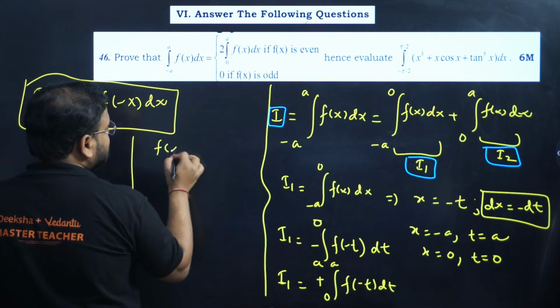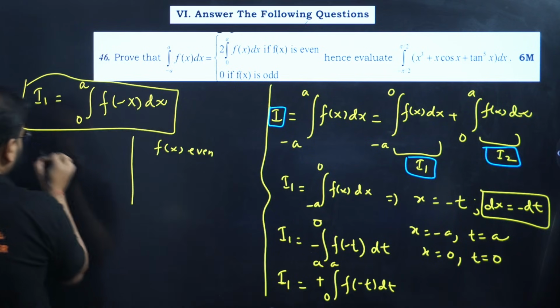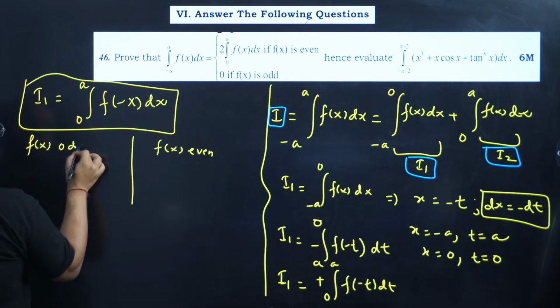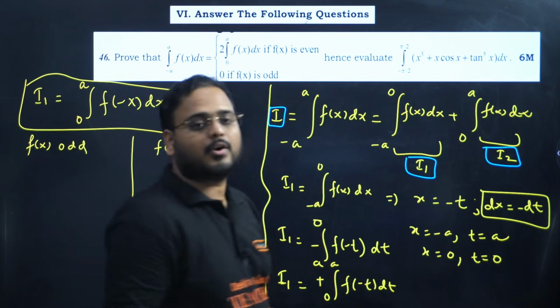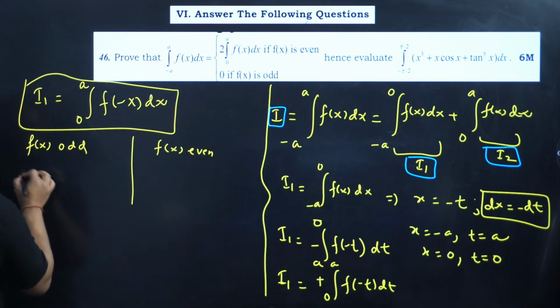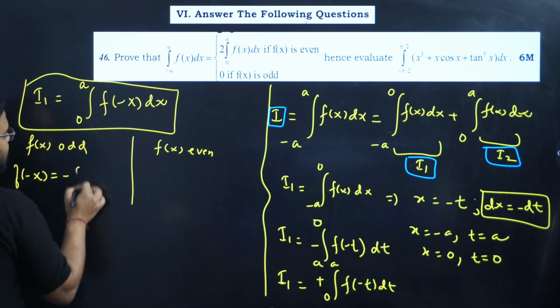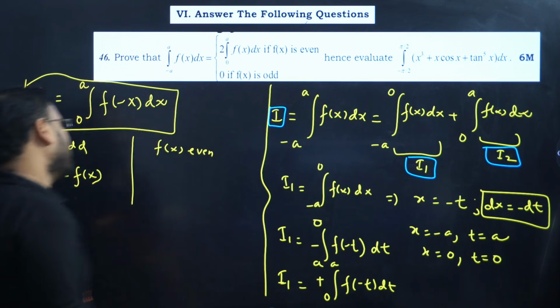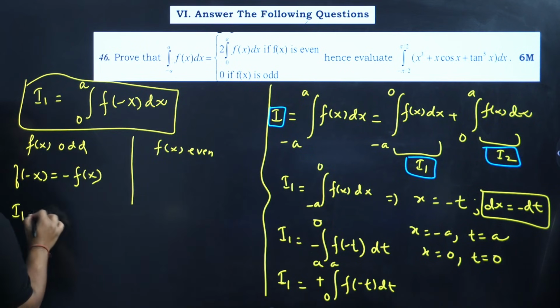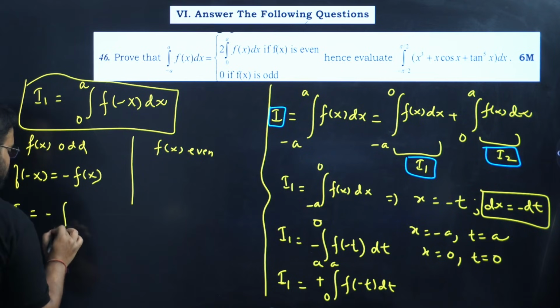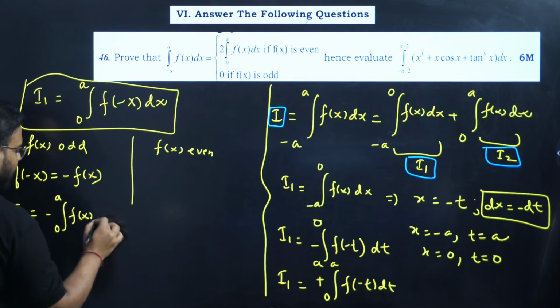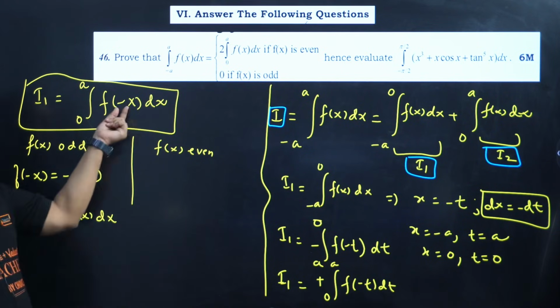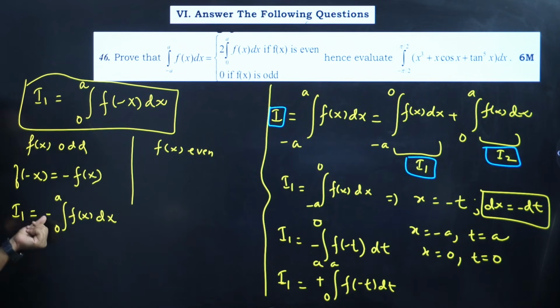If the f of x is even or if the f of x is odd. What happens in the case of odd function? F of minus x is nothing but minus f of x. In that situation, this integration I1 will become what? Minus 0 to a f of x dx. Please cross check. This will become minus f of x, the minus will come outside, so I've written here minus f of x dx. And if you check carefully, you're getting I1 equals to minus I2.